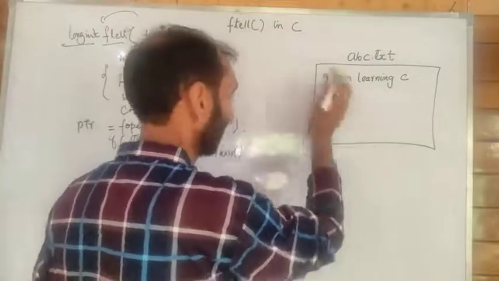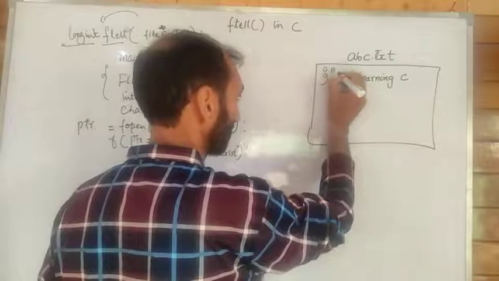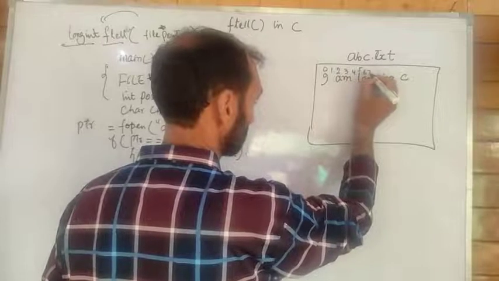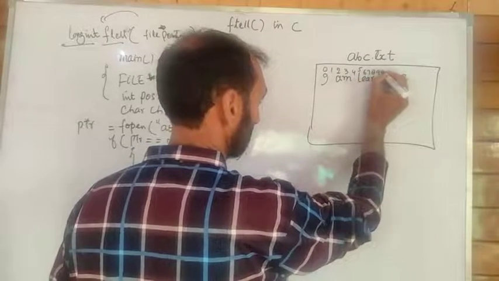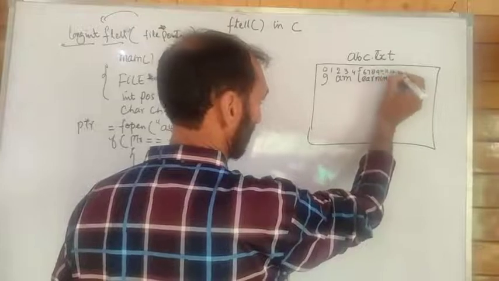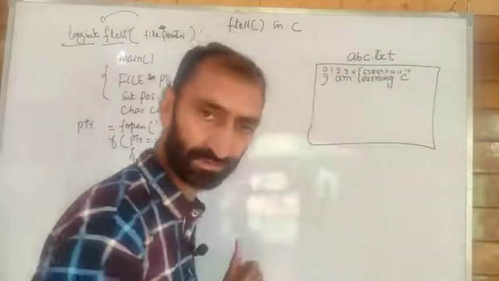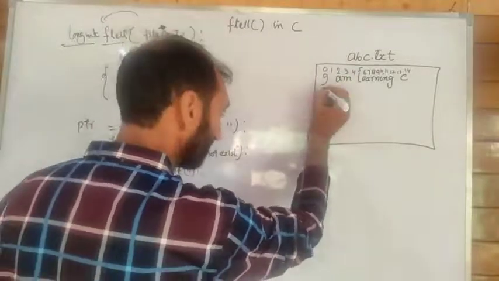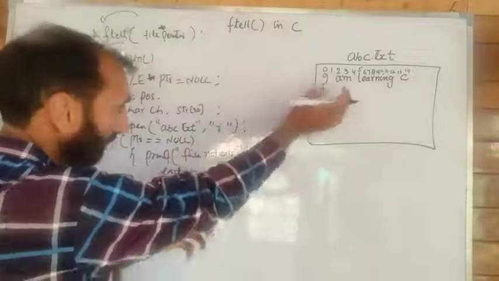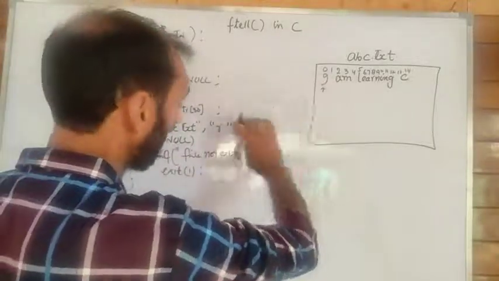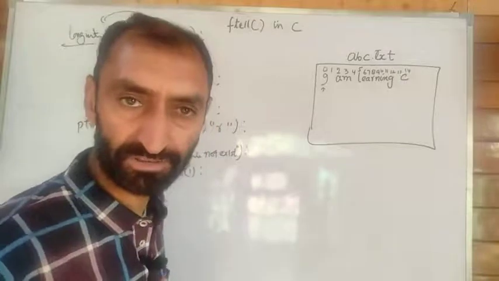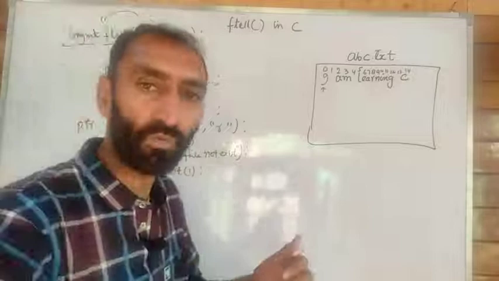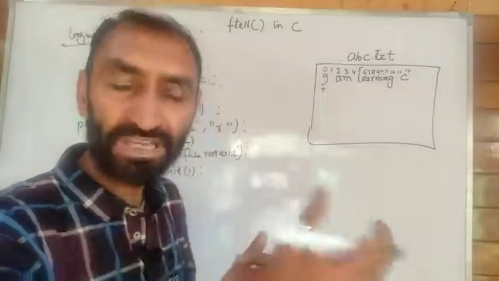First of all, I am going to number this: 0th index, first, 2, 3, 4, 5, 6, 7, 8, 9, 10, 11, 12, 13 and 14. This is the 0th index. When the file gets opened, we know that the file pointer is at the 0th index, that means at here.